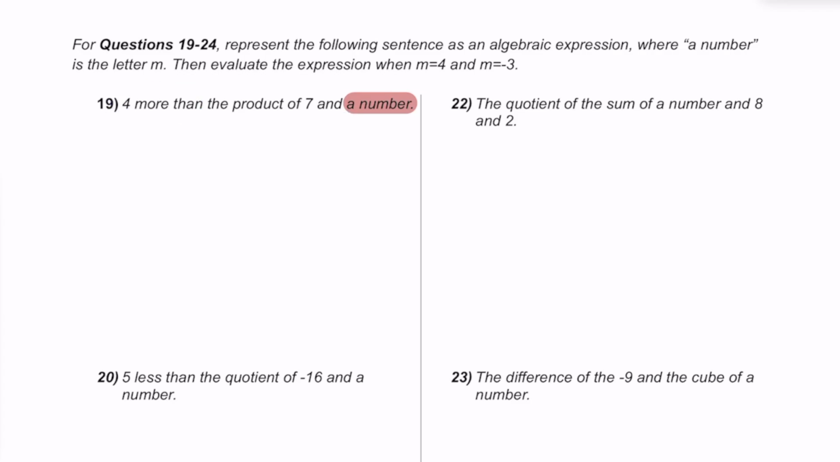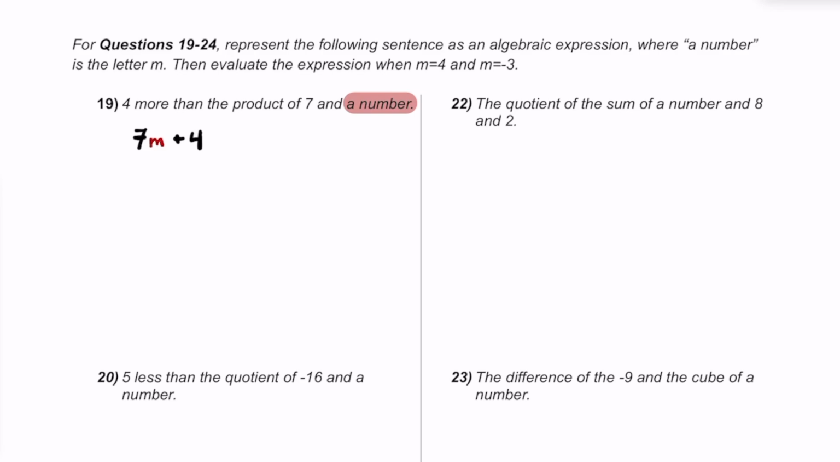So I think our expression here is going to be 7 multiplied by m. And it's going to be 4 more than whatever that is, right? So 4 more than means we're going to be adding it on afterwards. Product means we're multiplying 7 and m. So that's going to be our expression.